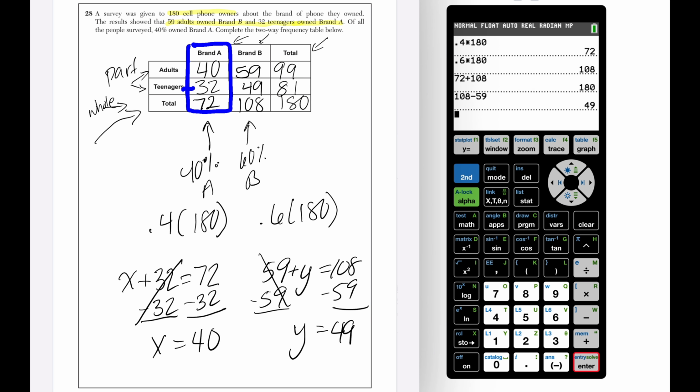So if you add it here, 40 plus 32 gives us 72. 59 plus 49 gives us 108. 99 plus 81 does give us 180. So everything adds up when I go horizontally, vertically. And now we could do the same thing horizontally. 49 plus 59 gives us 99. 32 plus 49 gives us 108. And 72 plus 108 does give us 180. And that's it. And this is how we use our logic. They'll give us part of the numbers and we use what we know to figure out the other numbers.